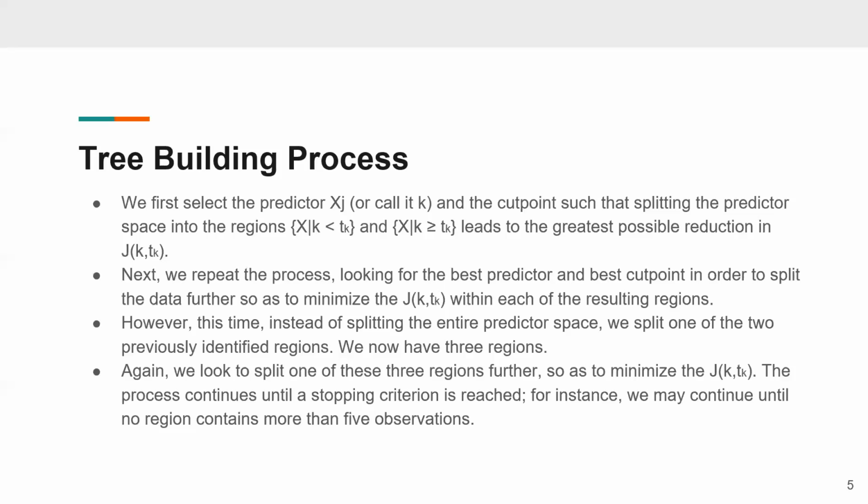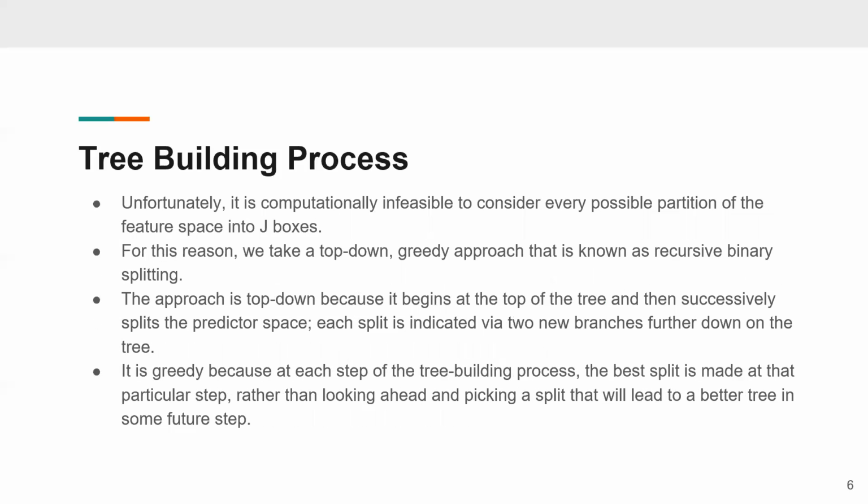So now you have the idea of how this tree building process works and how the tree is constructed. Unfortunately, it is computationally infeasible to consider every possible partition of the feature space into J boxes. You can already see the complexity of the problem. If you have a lot of independent variables and a lot of different thresholds that you can choose from, then computationally, it's very expensive. So for this reason, we take a top-down greedy approach that is known as recursive binary splitting.